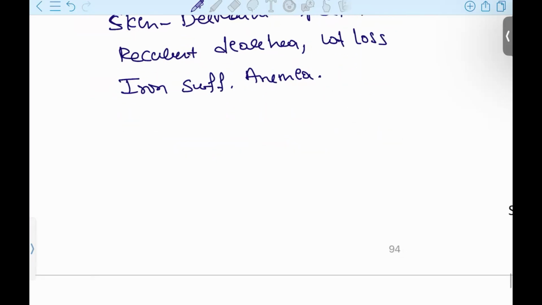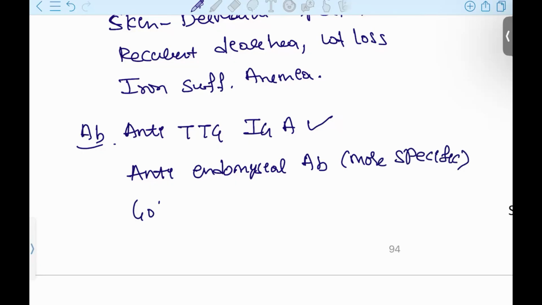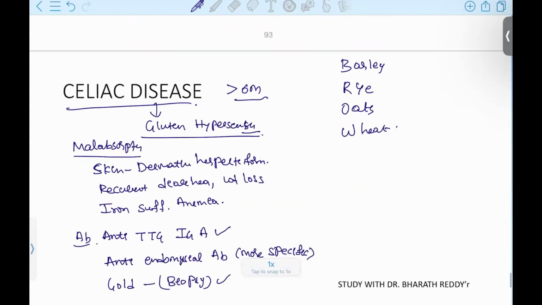And what are the antibodies that we are going to test? For this patient, we are going to check anti-TTG IgA. That can be done, or else you can go for the anti-endomysial antibody. This is more specific. And the gold standard is your biopsy. Intestinal biopsy is the gold standard. Okay, these are the features for this patient. Just avoid gluten as the treatment.